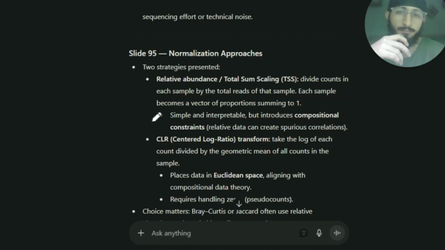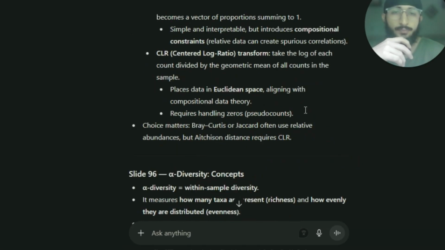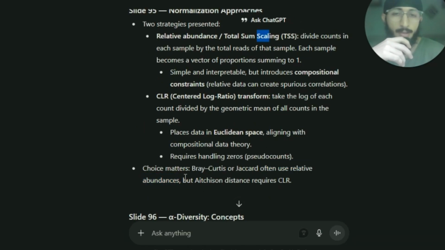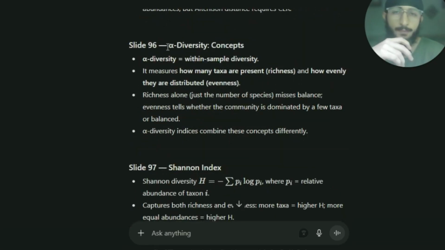Then the next one we have is CLR, the centered log ratio transform. We take the log of each count divided by the geometric mean, GM, of all counts in the sample. This places data in Euclidean space, aligning with compositional data theory, and requires handling zeros with pseudo counts. So the choice matters. Bray-Curtis or Jaccard often use relative abundances, TSS, but Aitchison distance requires CLR, centered log ratio.